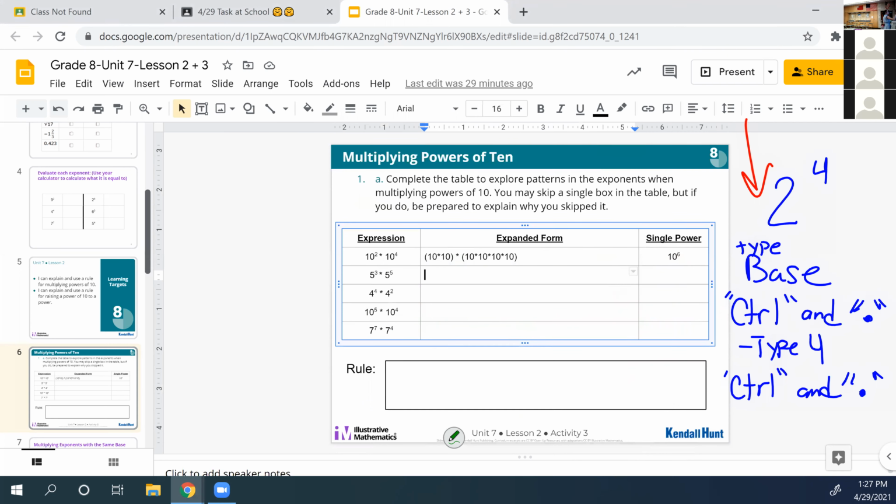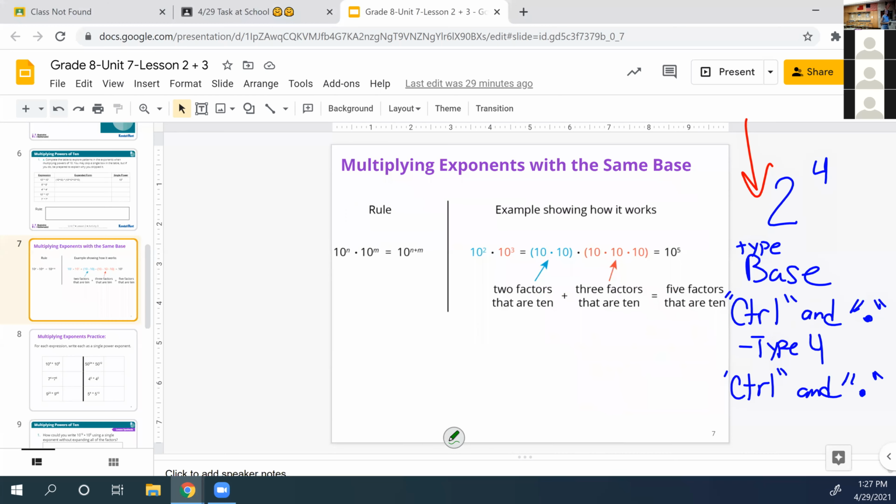Now, the next slide has the rule on it. When we multiply exponents with the same base, we add those exponent numbers, the exponent number in the first one plus the exponent number in the second one. We add them together. Let's do some practice on the next slide.